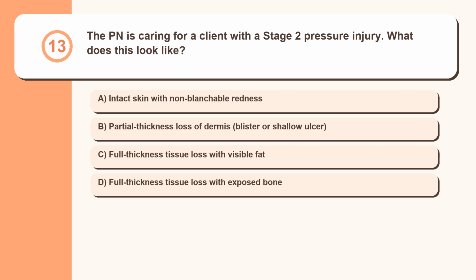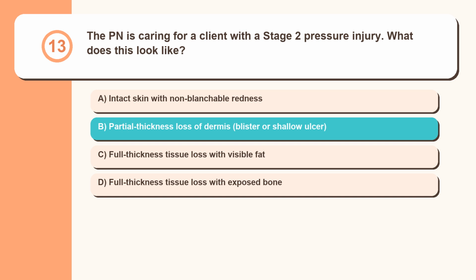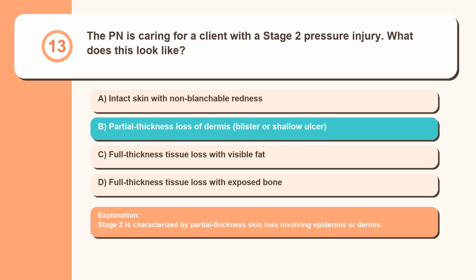Question 13. The PN is caring for a client with a stage 2 pressure injury. What does this look like? Intact skin with non-blanchable redness. Partial thickness loss of dermis, blister or shallow ulcer. Full thickness tissue loss with visible fat. Full thickness tissue loss with exposed bone. Stage 2 is characterized by partial thickness skin loss involving epidermis or dermis.